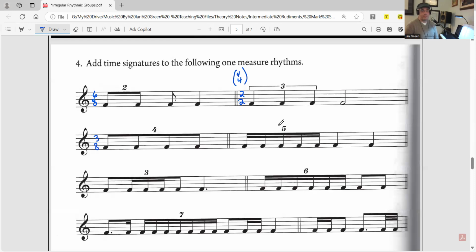This is 1, 2, 3, 3, 4. 1, 2, 3, 4, 5, 6. This one is 6/8. 1, 2, 3, 4, 5, 6. This one could be equivalent to one group of 4 sixteenth notes. So this is 2/4.